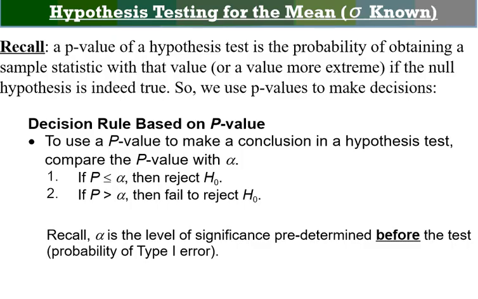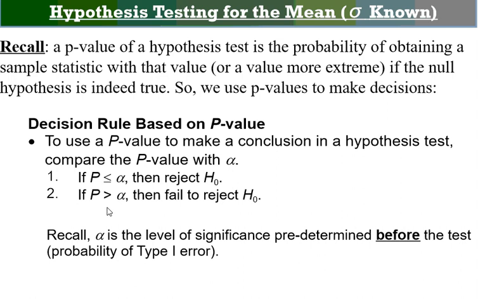So recall, a p-value for a hypothesis test is the probability of obtaining a sample statistic, some measurement, with that value or a value more extreme, if the null is actually true. So we use p-values to make decisions. The decision rule based on the p-value is, well, there's only two things that can happen. We can compare that p-value with the confidence level. If our p-value is less than or equal to that confidence level, then we say we've observed an unusual enough event. We're going to reject the null hypothesis in favor of the alternative.